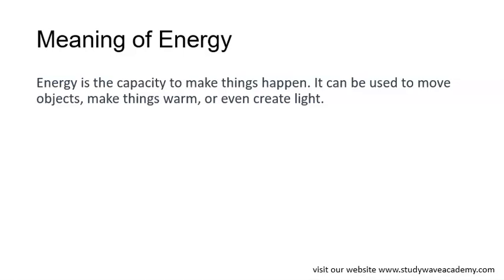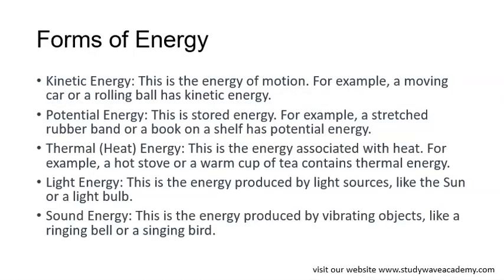Did we get that? Good. So we have forms of energy. We have the kinetic energy. This is the energy of motion, movement. For example, a moving car or a rolling ball has kinetic energy. It is the energy of movement. When something is moving, it has to do with movement. A moving car, a rolling ball.